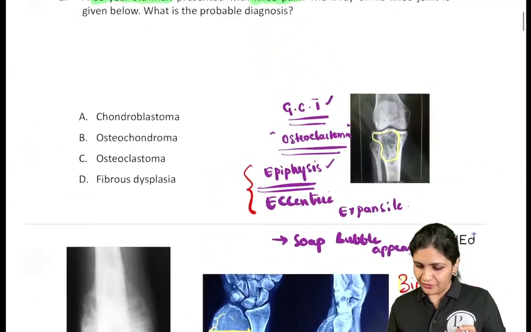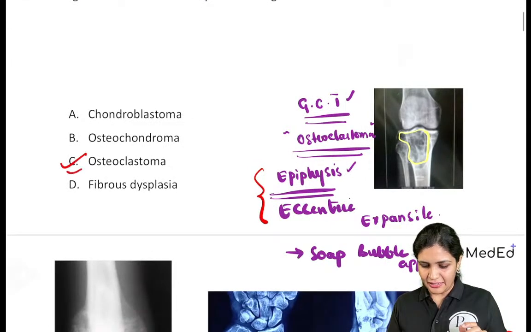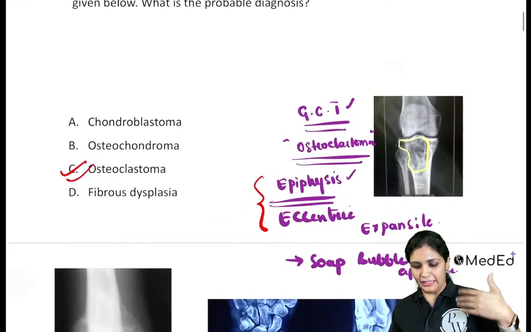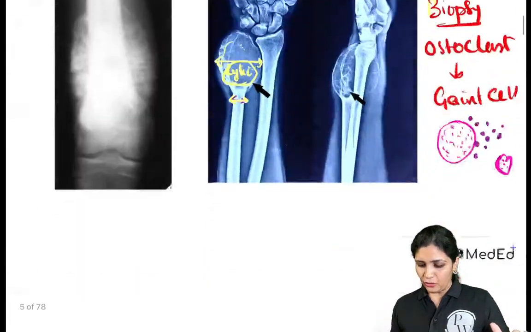So here I have given the answer right away. The answer is the osteoclastoma. But let us have a general discussion about the other three options. The first one being your chondroblastoma.